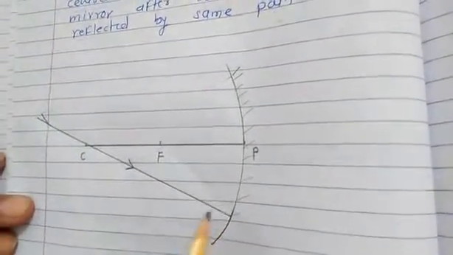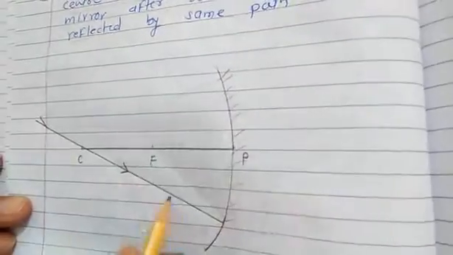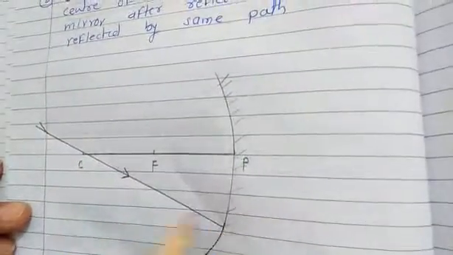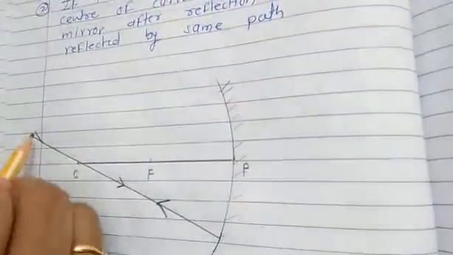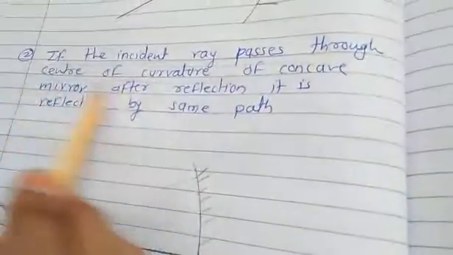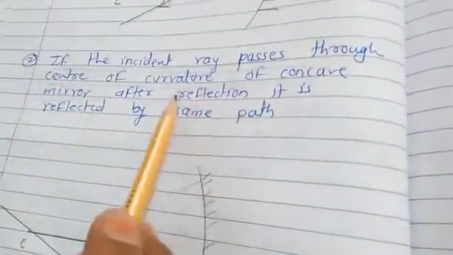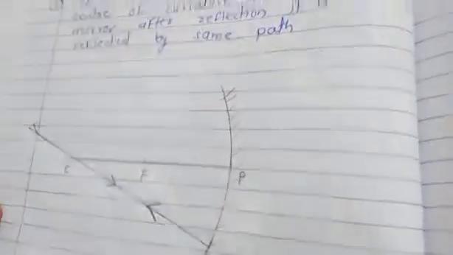Now how will it be reflected? It will be reflected by the same path. So you don't have to draw a separate reflected ray. This is the incident ray. It is reflected by the same path. So we will just give an arrow here. So this is the incident ray and this is the reflected ray. That is the second rule. If the incident ray passes through the center of curvature of the concave mirror, after reflection it is reflected by the same path.